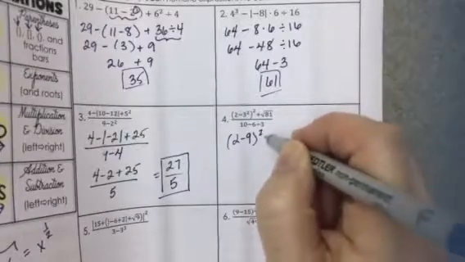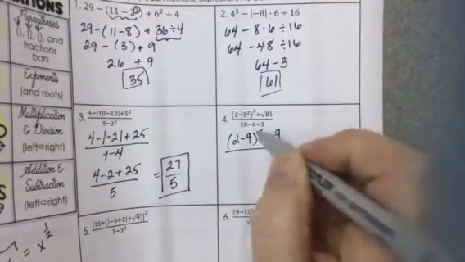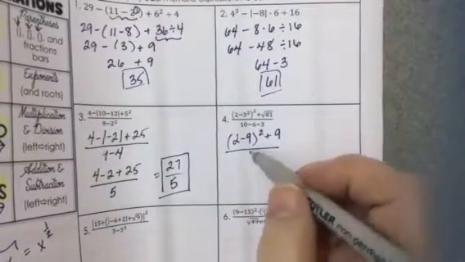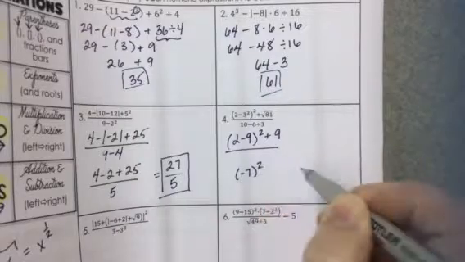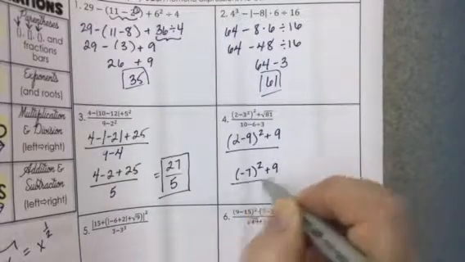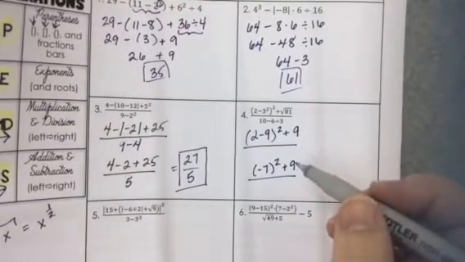And we'll square it. Go ahead and take the square root of 81, that's 9. I'm going to leave the denominator for a minute. So 2 minus 9 is -7 squared plus 9.